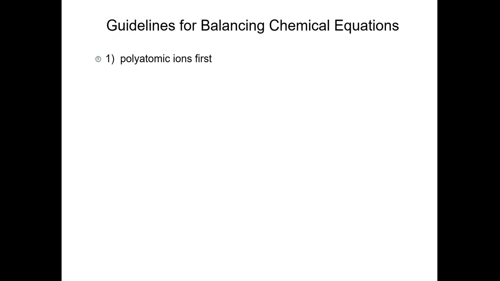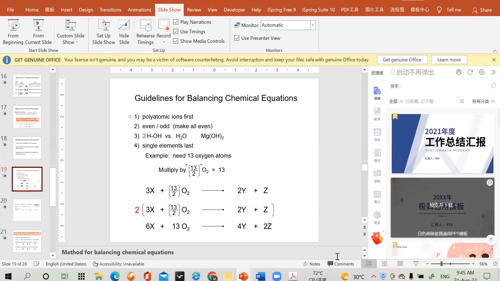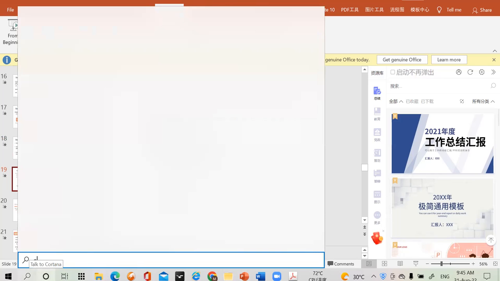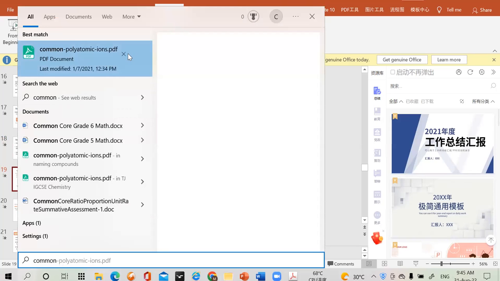Polyatomic ions should come first. You understand? What are my polyatomic ions? Well, this will be included in the Google Classroom today too. I'm having a little trouble with this. Let me show you what it looks like. Common polyatomic ions.